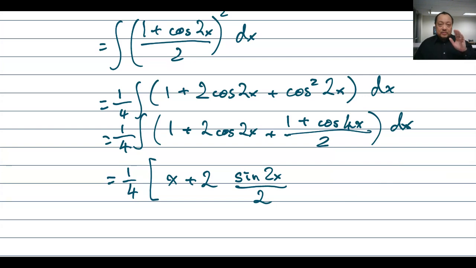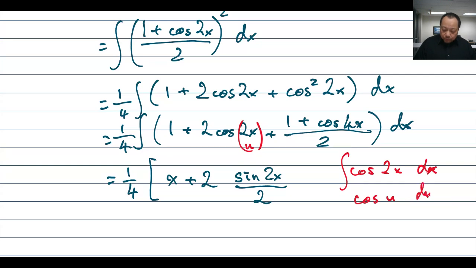A different way is to mentally think that you're going to do a u substitution here. Then it's the integral of cosine of 2x dx is the integral of cosine u, but then du is going to be 2 dx. So dx is going to be du over 2. And that's where that over 2 came from. So yeah, one way or the other, or you can slow down and actually carry out the u substitution.